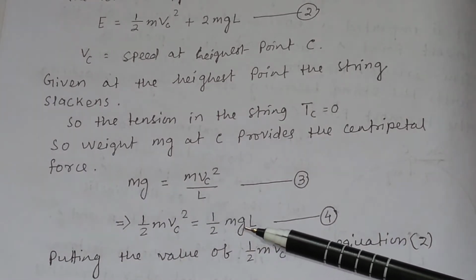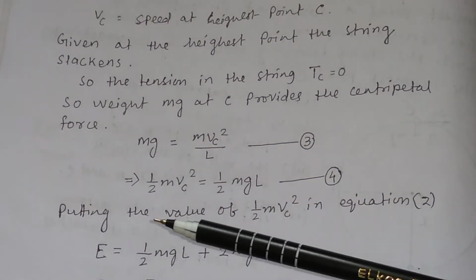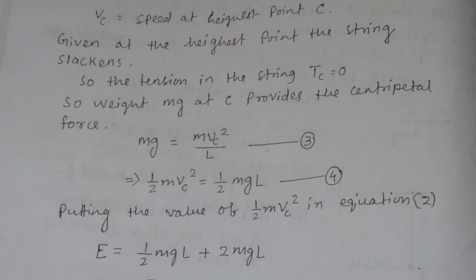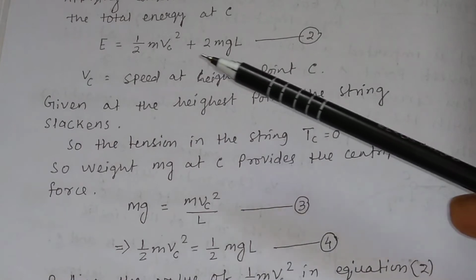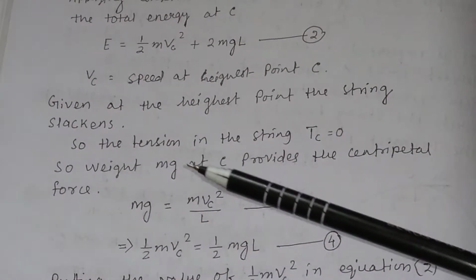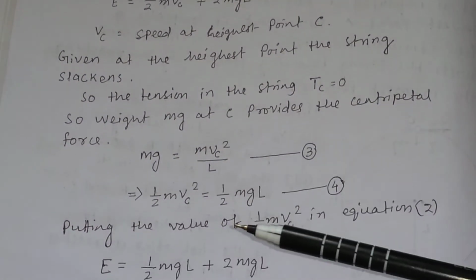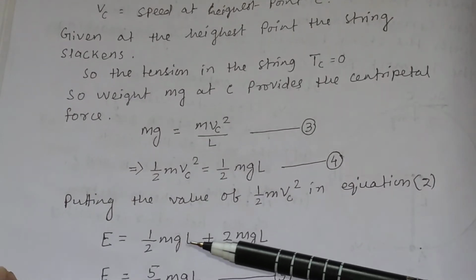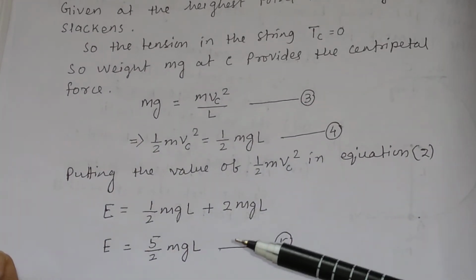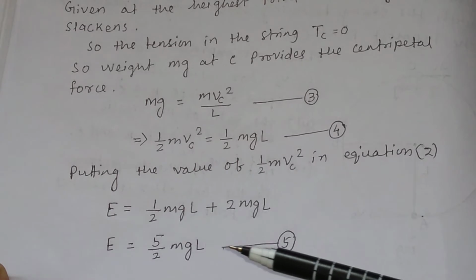So it will be equal to half into mgl. Suppose this is equation number 4. So if you put the value of half m vc square in equation 2, in equation 2 you have half m vc square. So you put the value of half m vc square, that is equal to half mgl here. Then the total energy will be equal to half mgl plus 2 mgl, that will be, if you add it, equal to 5 by 2 mgl. So E will be equal to 5 by 2 mgl.